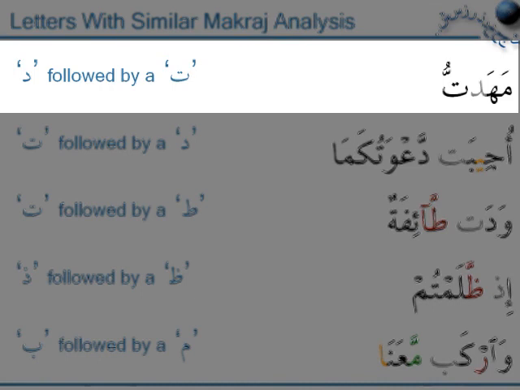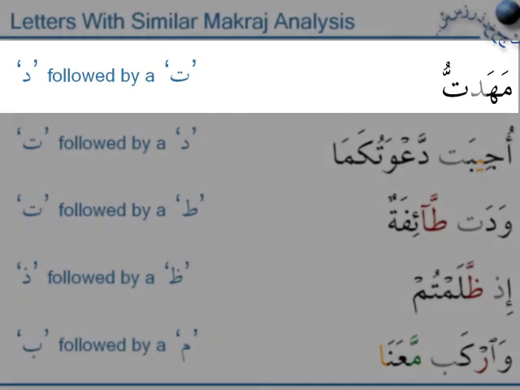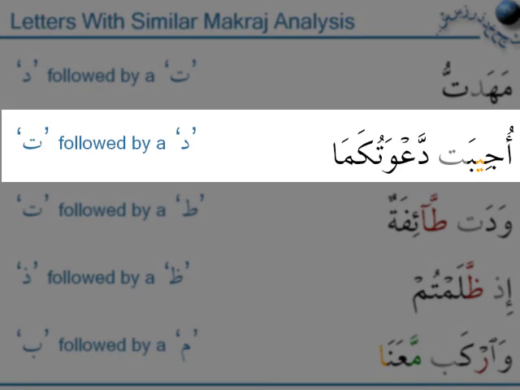First rule then, or the first example of this rule, is dal followed by a ta. So this word we have here is mahattu. Okay, so the dal followed by the ta. The dal is sakin, so in this case we're going to totally ignore the dal, and we've done it in grey. So you join the ha to the ta. So mahattu.